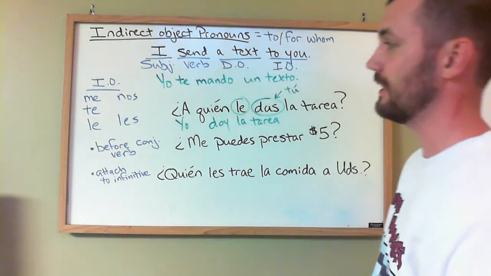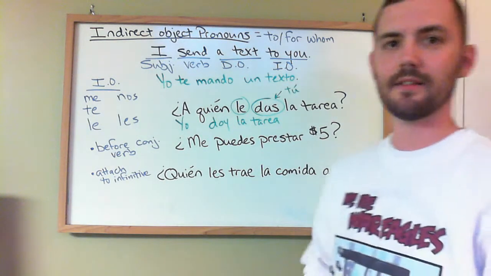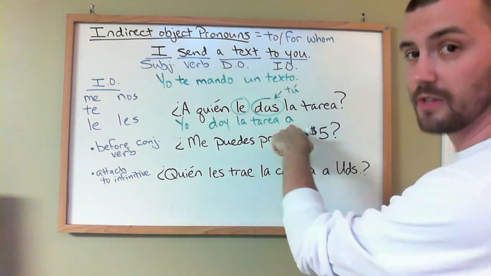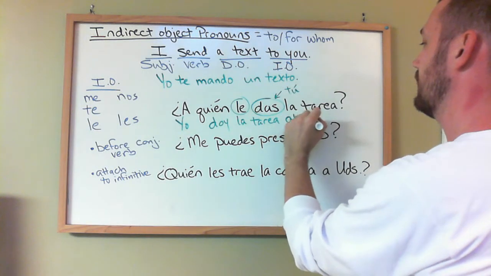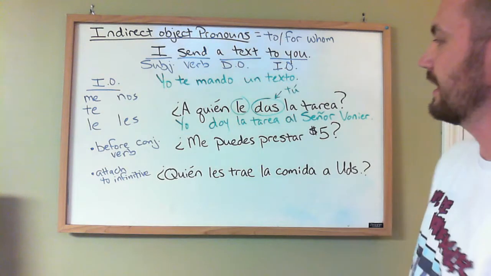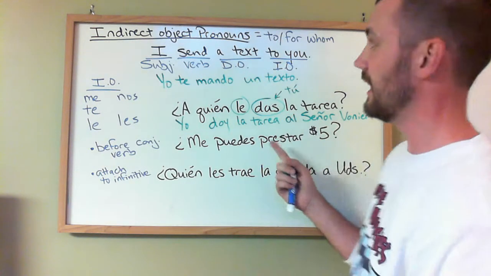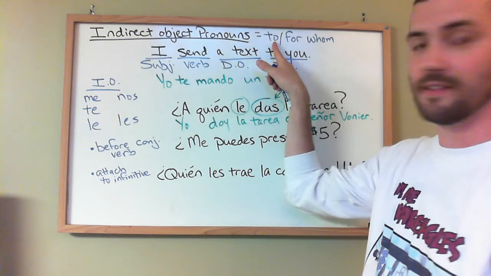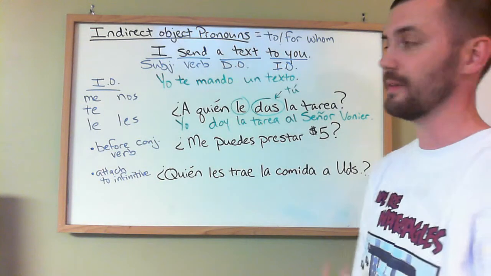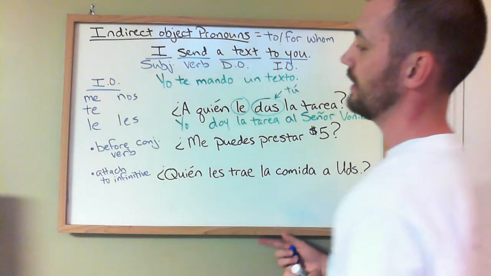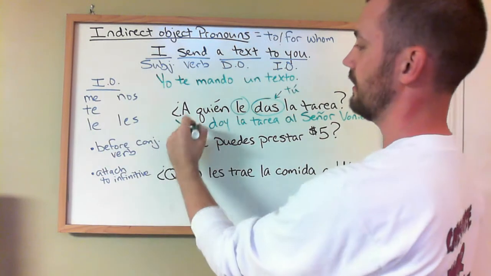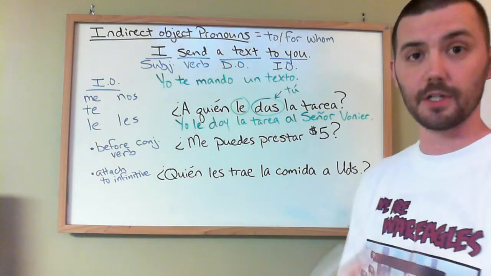Now here's the tricky part, the new part. To whom do I give it? I give it to, let's say, Señor Vanyer. So let's put his name here. We're going to use personal a. Now, this isn't good enough, but you remember me saying, if you want to get to or for in a sentence, you have to use one of these. Right now it just says, I give homework, Señor Vanyer. To get the word to in, you've got to use this. Which one matches with Señor Vanyer? That would be le. Yo le doy la tarea al Señor Vanyer.